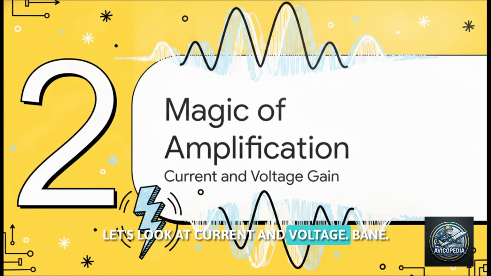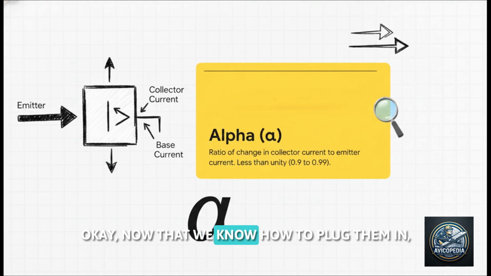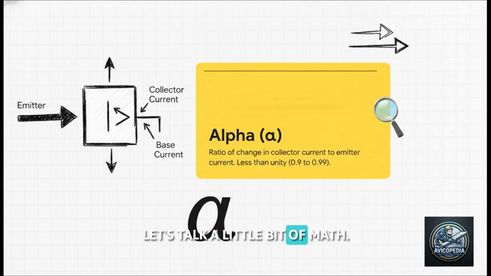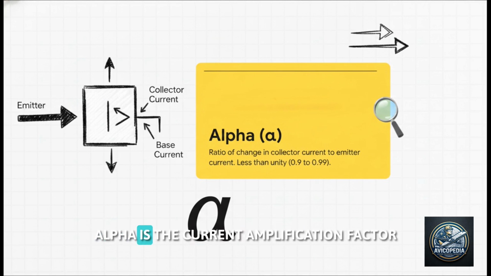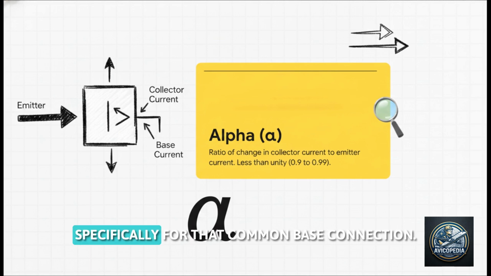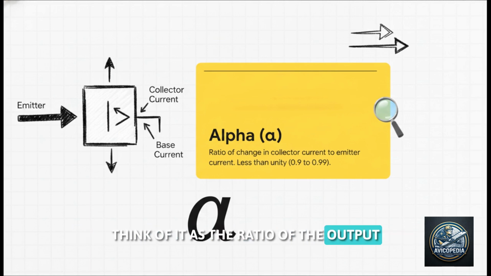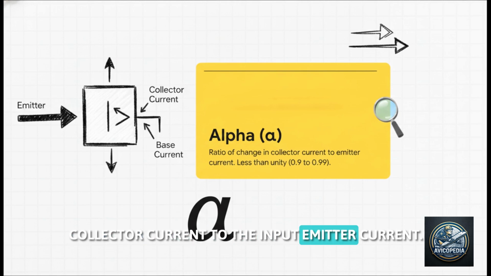Let's look at current and voltage gain. Okay, now that we know how to plug them in, let's talk a little bit of math. But don't worry, we'll keep it grounded. First up is alpha. Alpha is the current amplification factor specifically for that common base connection. Think of it as the ratio of the output collector current to the input emitter current.